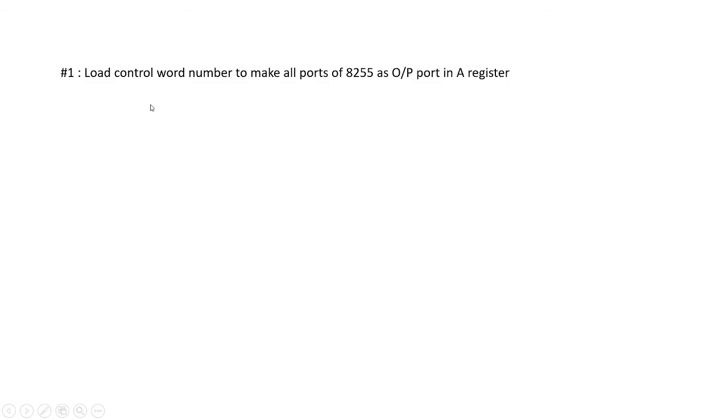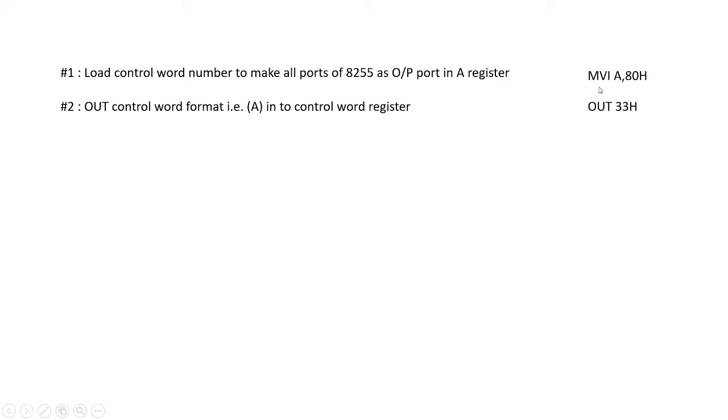So the first step is to load the control word number, to make all ports of 8255 PPI as output ports, in a register. We know 80 is the control word format in order to make all ports of 8255 as output ports. That can be done by means of this instruction: 80 is moved into accumulator. Then this value we need to out into the control word register. OUT 33H. 33H is the address corresponding to the control word register in our kit.